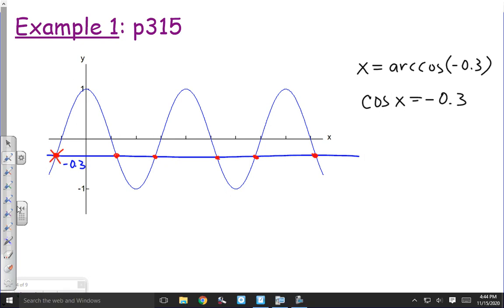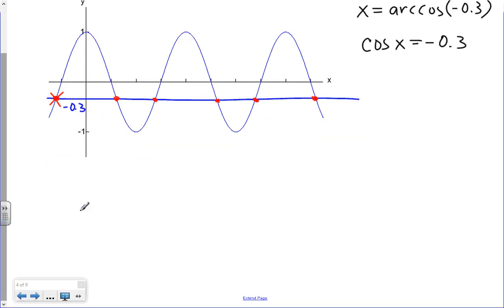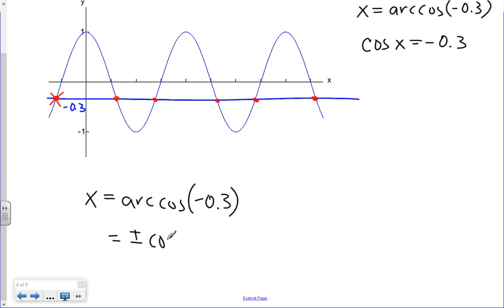So the question is, well, which 5 are those? Well, let's first write down the definition that we just wrote down for what arc cosine is. So again, we have x is equal to the arc cosine of a negative 0.3, or that's plus or minus the cosine inverse of a negative 0.3 plus 2 pi n. But I want to know which values of n do I pick, and do I use the plus or minus here.